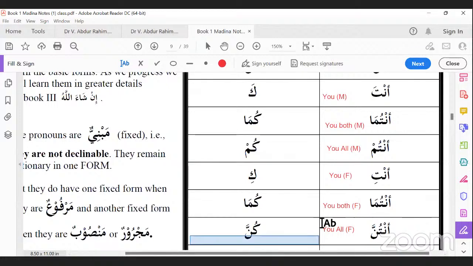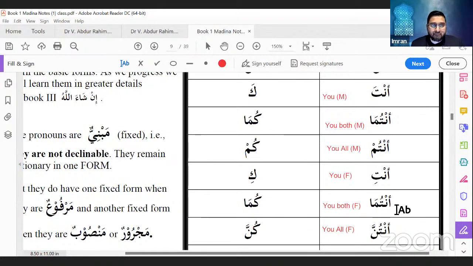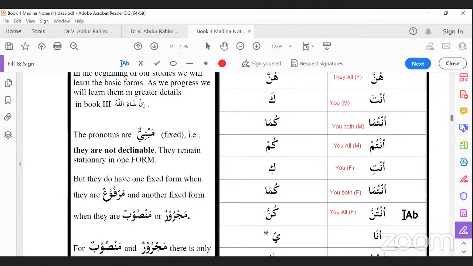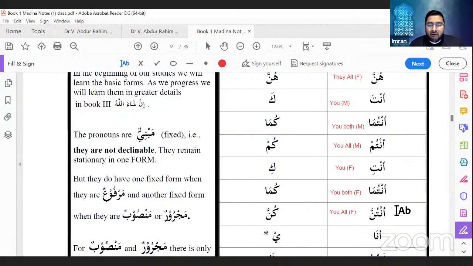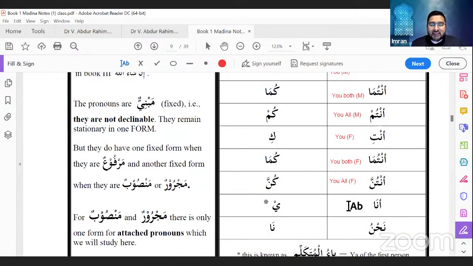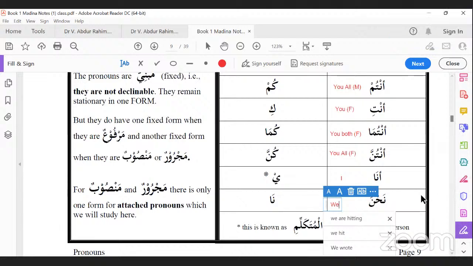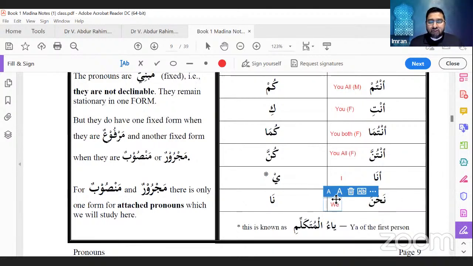Antuma, sorry, you both female. And Antunna, you all female. And then I and we: ana and nahnu. So we is nahnu, and ana is I. These ana and nahnu are used for both masculine and feminine. Okay, brilliant. Thank you ever so much.